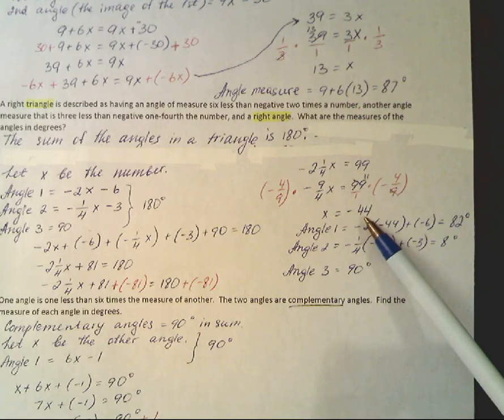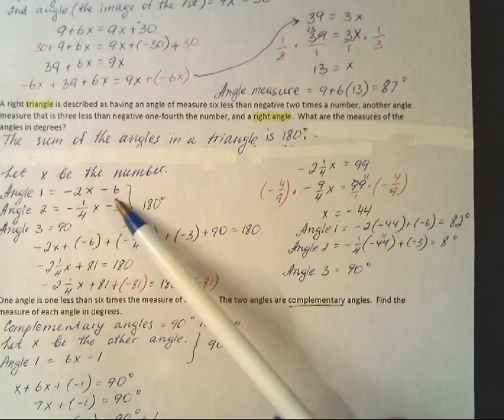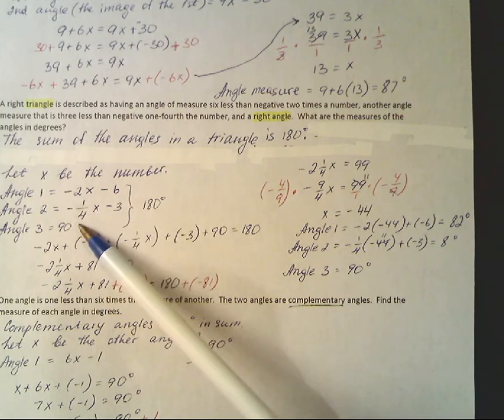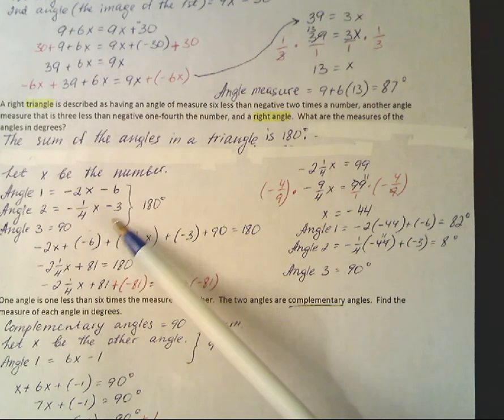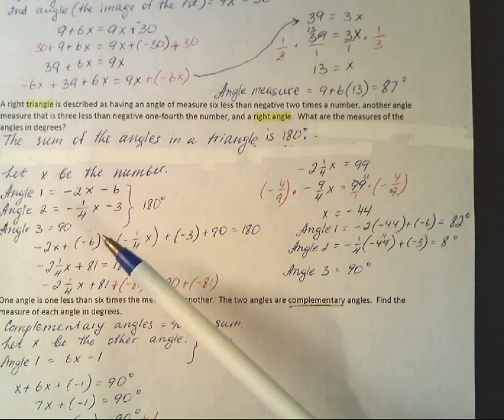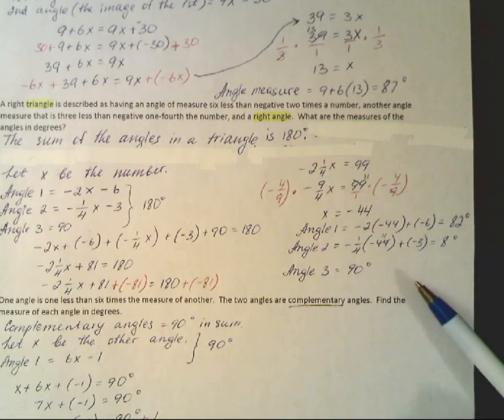That is the number. Your angle 1 will be negative 2 times negative 44 plus negative 6, which is 82 degrees. Your angle 2 is negative 1/4 times negative 44 plus negative 3, and that is 8 degrees. And your third angle you already know. Okay, so three angles, 82 degrees, 8 degrees, and 90 degrees. Together, if you want to check, they will equal 180.